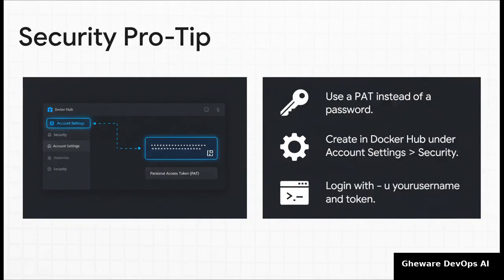But hang on, here's a really important pro tip. For security, using your main password everywhere isn't great. Instead, go into your Docker Hub account settings, click on the Security tab, and create something called a personal access token. You can name it something like "My Laptop." It'll generate this long, unique string of characters for you. Then, when you run docker login, you'll still use your username, but when it asks for a password, you paste in that token instead. This is so much more secure, because if that token ever gets compromised, you can just revoke it without having to change your main password.